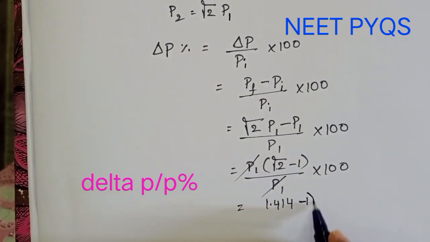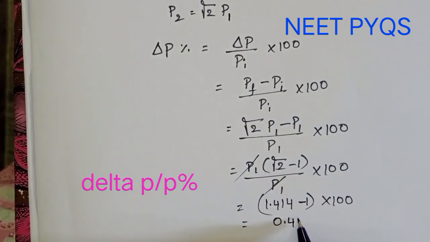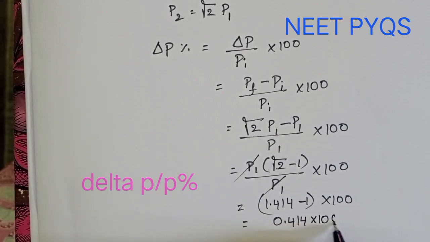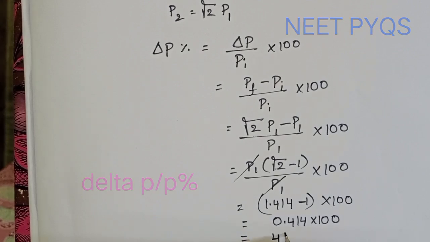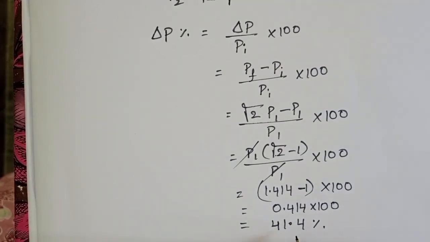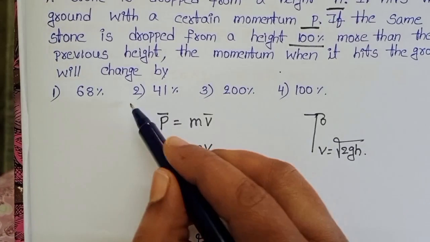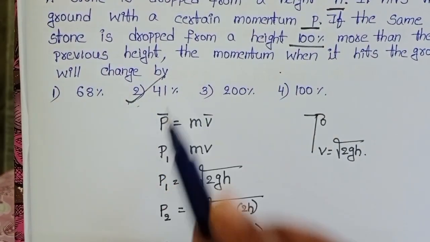Root 2 value 1.414 minus 1 into 100. 0.414 into 100. 41.4%. The percentage of change in momentum is 41.4% approximately. Second option is correct, 41%.